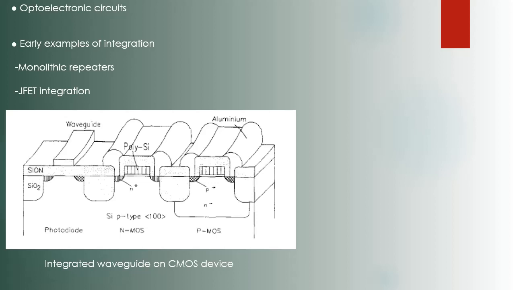And so several techniques have been invented to integrate waveguides on CMOS devices, which are crucial in optical devices. And so the figure below here shows you the waveguide and gives you the diagram of how they physically did it, integrating the waveguide onto the CMOS.